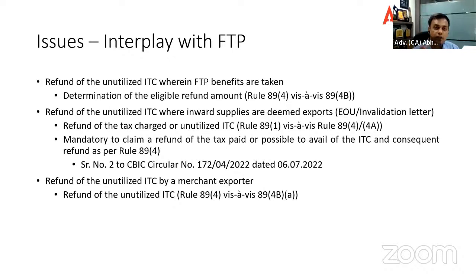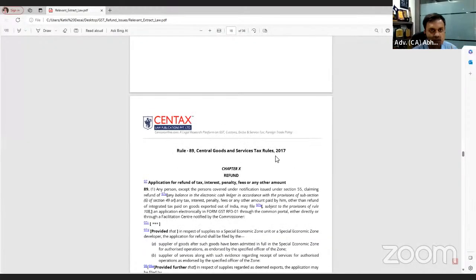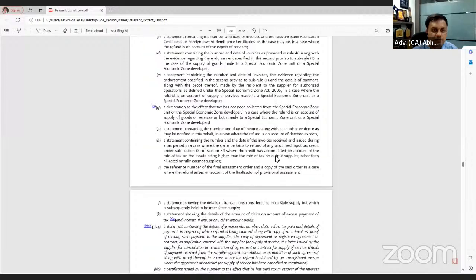The question or issue which is right now ongoing is the manner in which you determine the eligible refund amount. Now, to appreciate this issue, let me take you to two sub-rules of Rule 89 that will make the matter very clear.